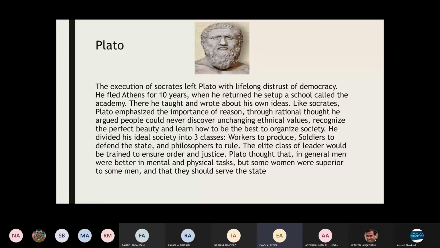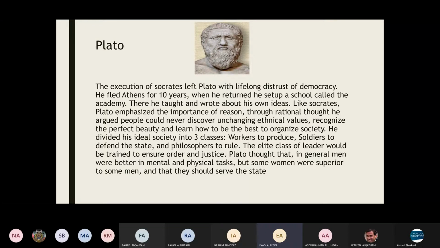Plato. The execution of Socrates left Plato with a lifelong distrust of democracy. He fled Athens for 10 years. When he returned, he set up a school called the Academy. There he taught and wrote about his own ideas. Like Socrates, Plato emphasized the importance of reason through rational thought.